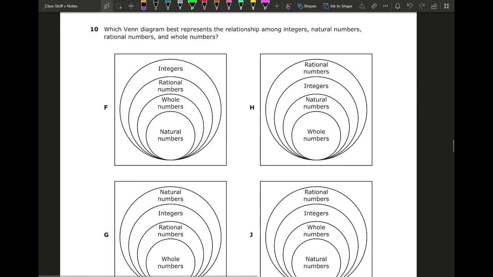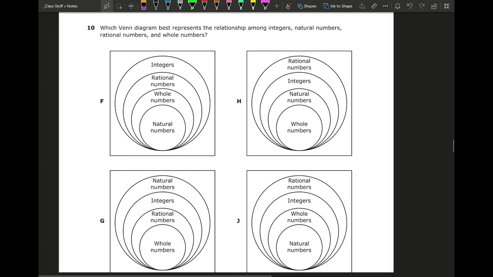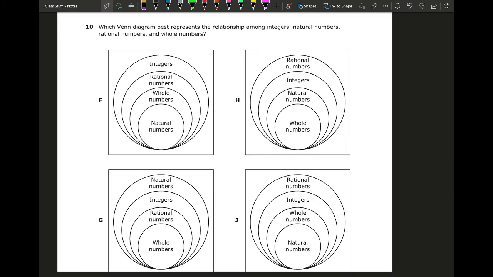Number 10. This is going to be probably a really easy question. Venn diagram. Which Venn diagram best represents the relationship among integers, natural numbers, rational numbers, and whole numbers? This is the very first thing that we learned in 7th grade from a previous grade level, because we should have learned this either in 5th or 6th grade. Okay? At the beginning of the year, we went over integers.